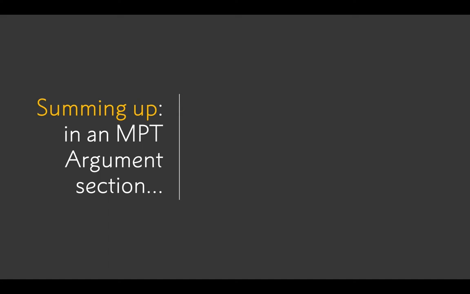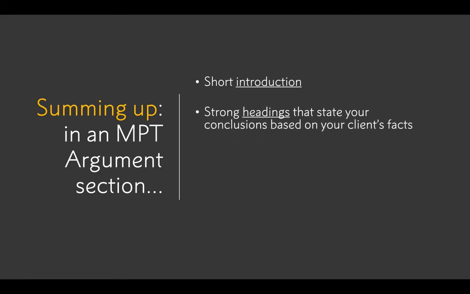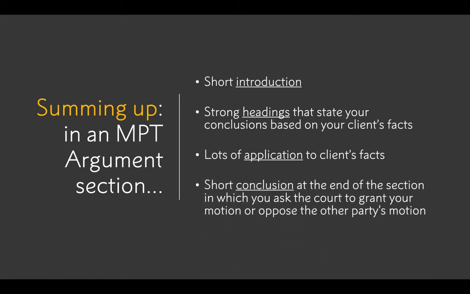Okay, so let's sum up. In an argument section for an MPT, then, you want to start out with a short, sweet introduction. You want to use strong headings throughout that really signal where you're going with your argument and state your conclusions based on your client's facts. You want to apply your law to the facts as much as possible. And then finally wrap it up with a short conclusion in which you repeat why you should win and ask the court to grant your motion or oppose the other party's motion. And that's pretty much it.